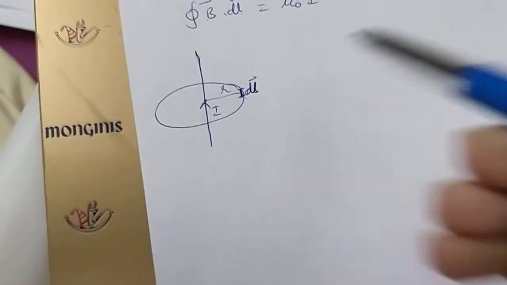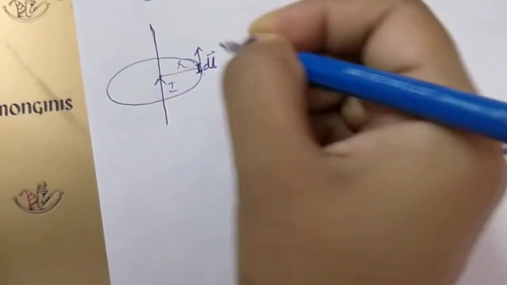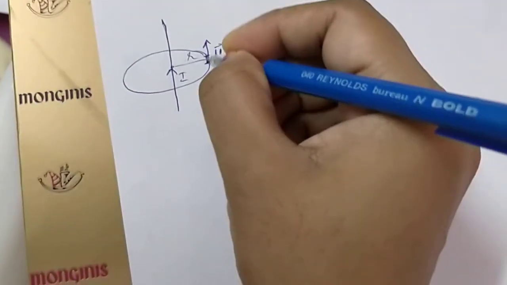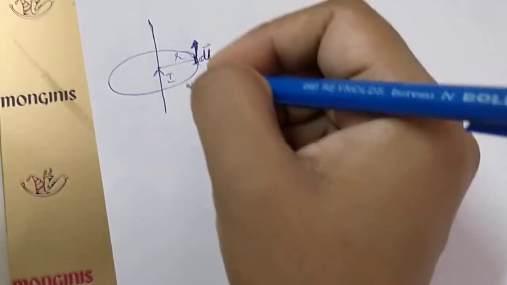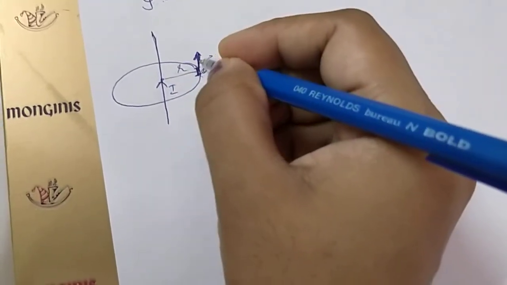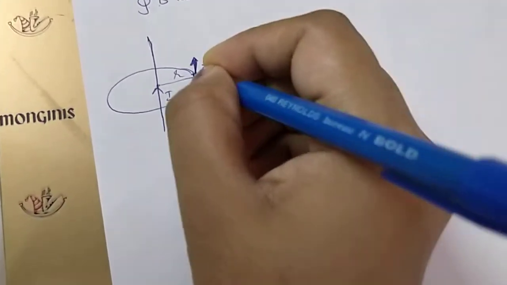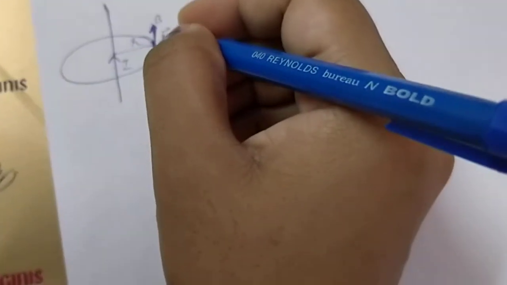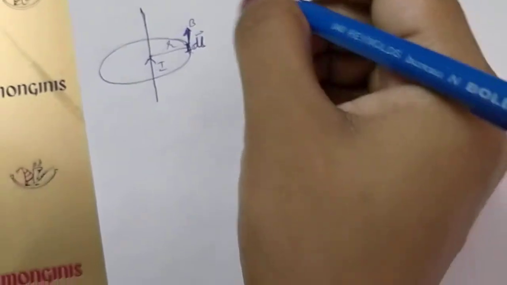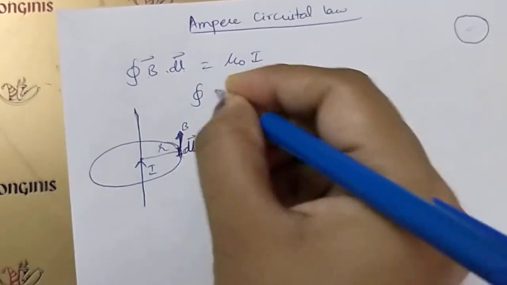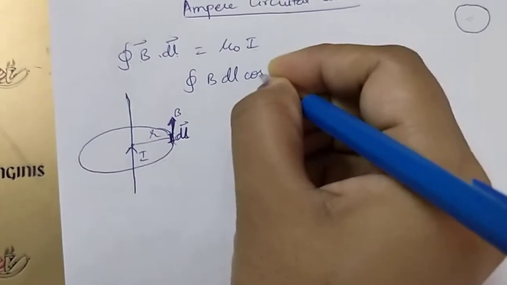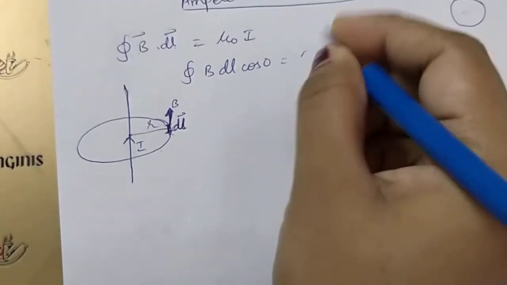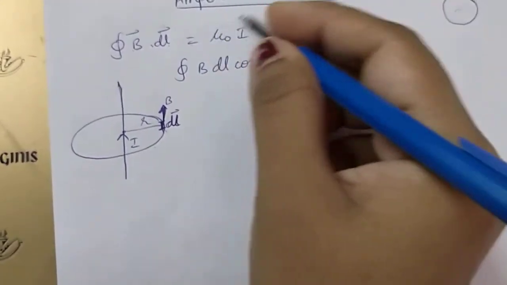So this side my curl is pointing inward, this side it is pointing outward. So here magnetic field is inside the loop. What I'm saying is it's two-dimensional, but if you imagine in three dimensions, then the magnetic field is inside the plane of the paper, and this dl is also inside the plane of the paper. So they both are in the same direction. So when you use Ampere's circuital law for this condition, B dot dl will become B dl cos 0 because they both are in the same direction.